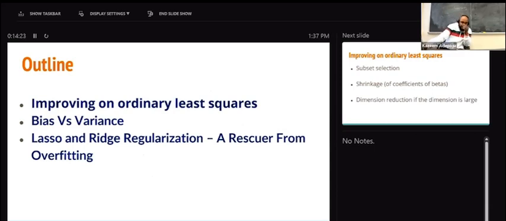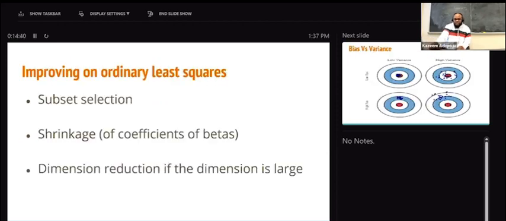In the outline, we're trying to improve on ordinary least squares. Then we'll talk about bias versus variance. Then we're going to talk about the lasso and regularization. Regularization is more or less like introducing shrinkage. Now let's look at improving on ordinary least squares.